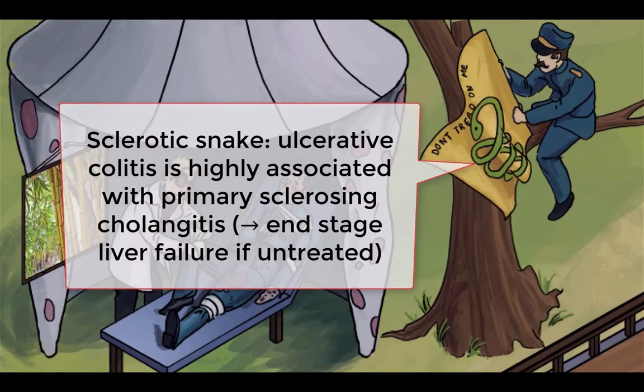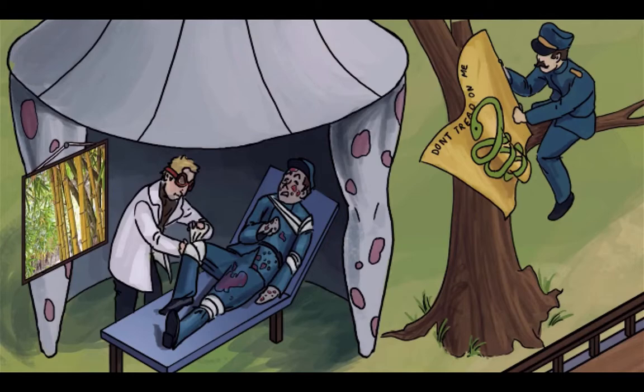There's also primary sclerosing cholangitis, which occurs in patients with Crohn's disease as well, but there's a much higher association of PSC with UC than there is with Crohn's disease. In ulcerative colitis, the prevalence of developing PSC has been estimated as high as 90%. PSC is important because if untreated, it leads to end stage liver failure, which is even worse than it sounds.